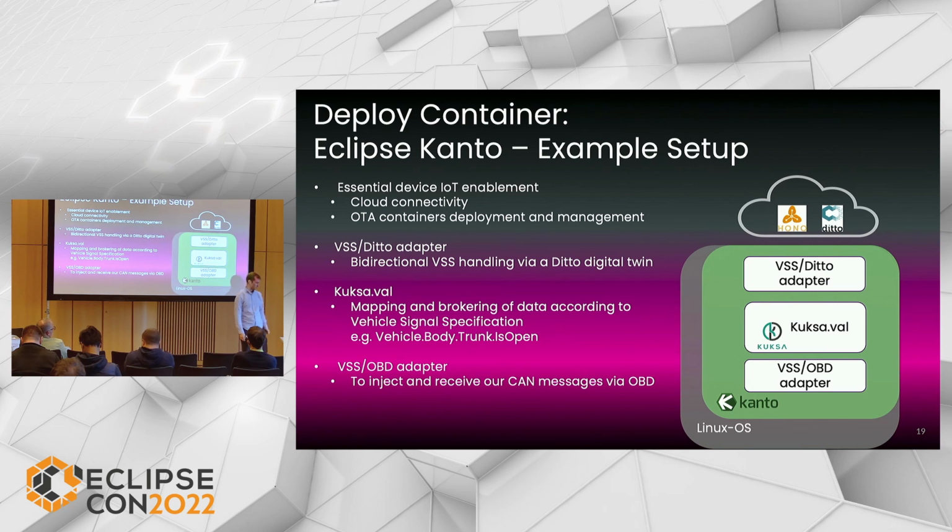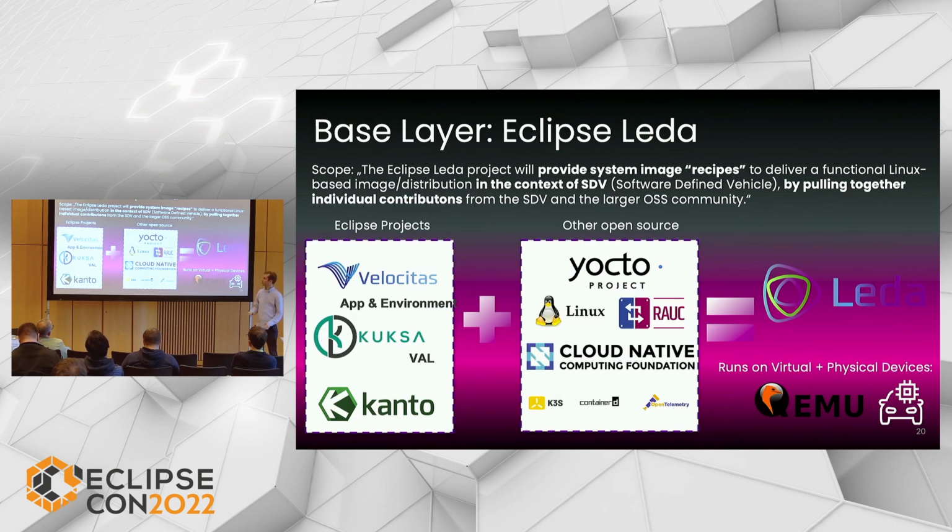So again, now we have a container, but you can already see there's still a missing piece, because there's some grayish Linux OS that comes from somewhere. So where do I get that from? There are many options. If you go to the colleagues down the hall, they would talk about Debian-based systems. Another option, which is done in the Eclipse SDV working group, is to use Eclipse Leda. I'm not a big fan of large quotes, but here I really like the scope statement, so I printed it here.